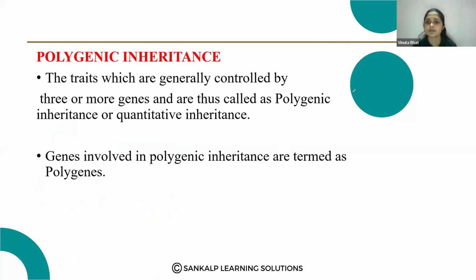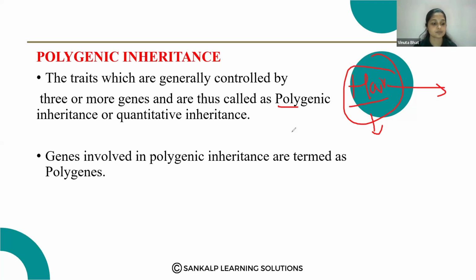hair color. Okay, hair color. So there is a single character, the hair color, that is controlled by three or more genes. That is called polygenic. Poly means many, right? So that is called polygenic inheritance.